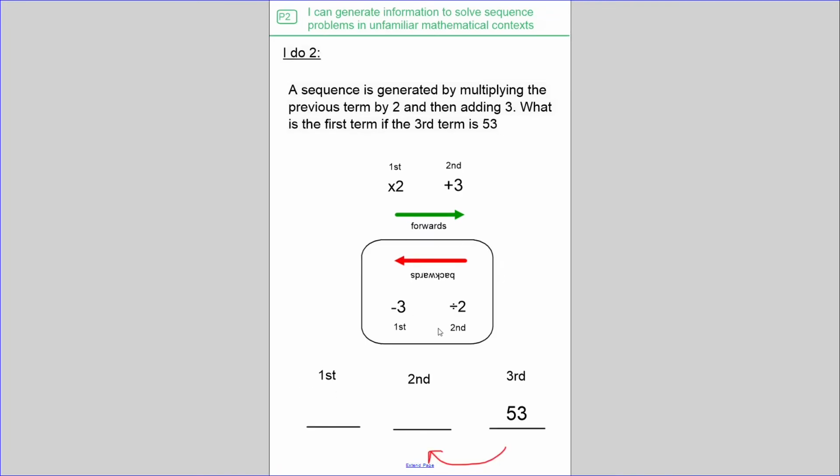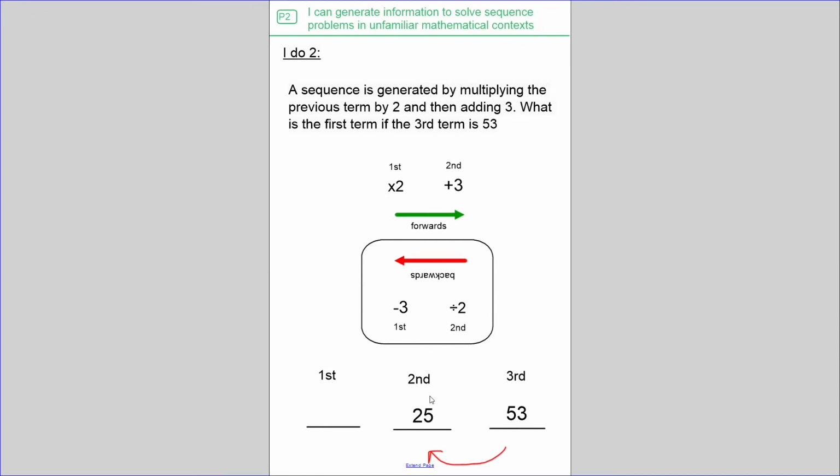So we're going to use the backwards rule. The reason why is because we're going in the opposite direction in our sequence and we're not progressing in the sequence. So we need to use the backwards rule. So we can easily use the backwards rule to find the second term by doing 53, subtract 3, divided by 2, which is going to give us the number 25.